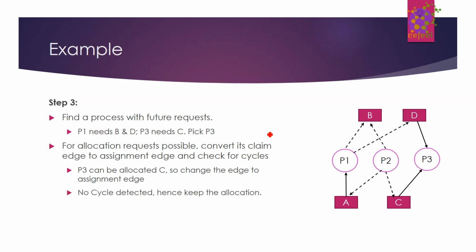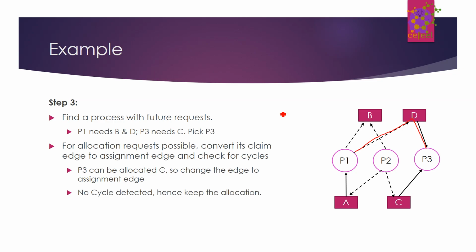Cool. Let's see if adding this created any cycle. It actually did not. Notice we do not have any cycles because we can go from P1 to D, from D to P3, but here we are stuck, we cannot form our cycle. Which means C can be safely allocated to P3, and then we will keep the allocation, which means we keep the assignment edge. So cool, now we are done with P3 as well.